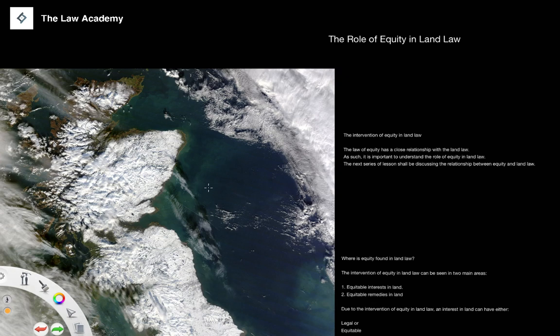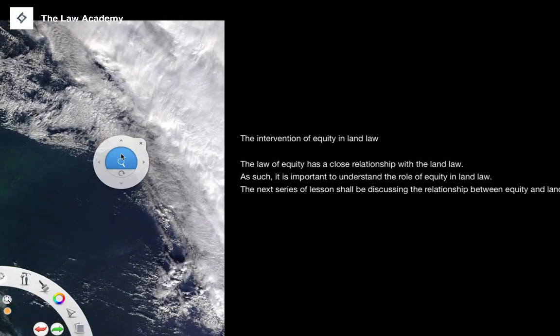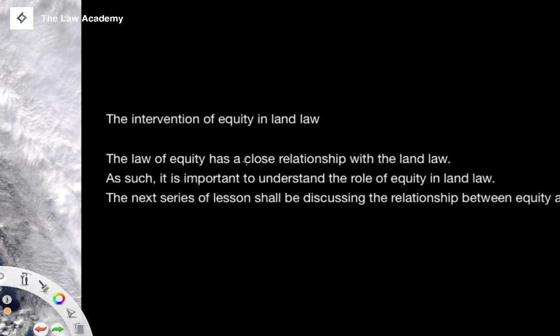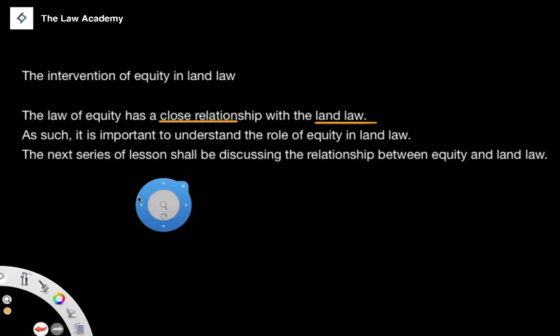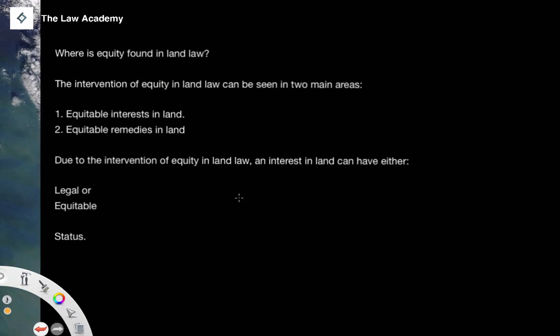So it's important to have a baseline foundational understanding of the role of equity in land law before we go into specific issues. The law of equity does have a very close relationship with land law, so it's important that we understand the distinction between the two and this relationship in more detail. So really, the first thing we're going to look at is where is equity found when we're talking about land law.